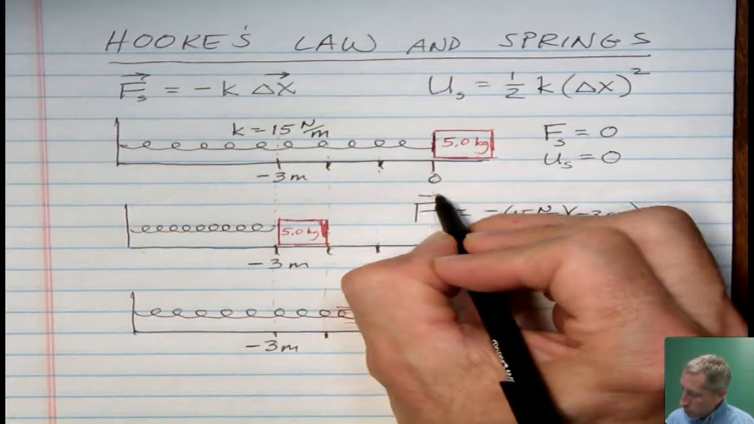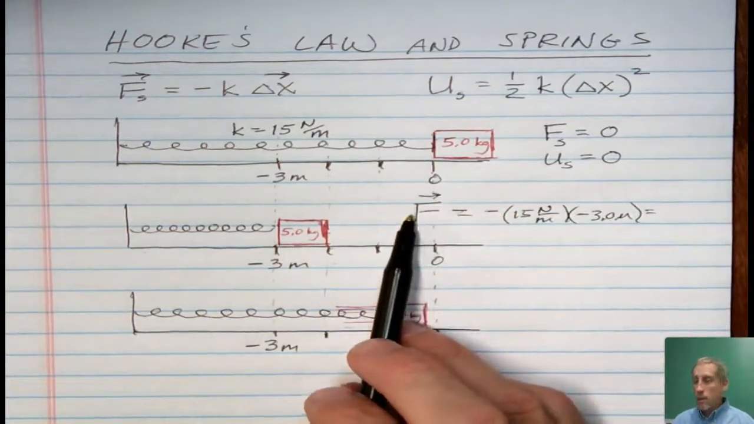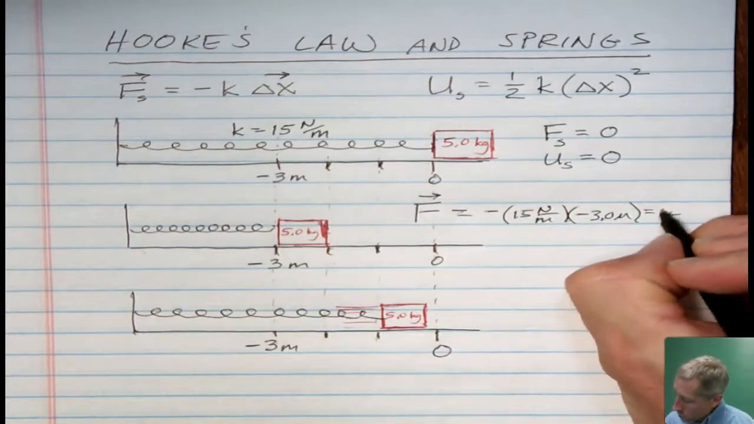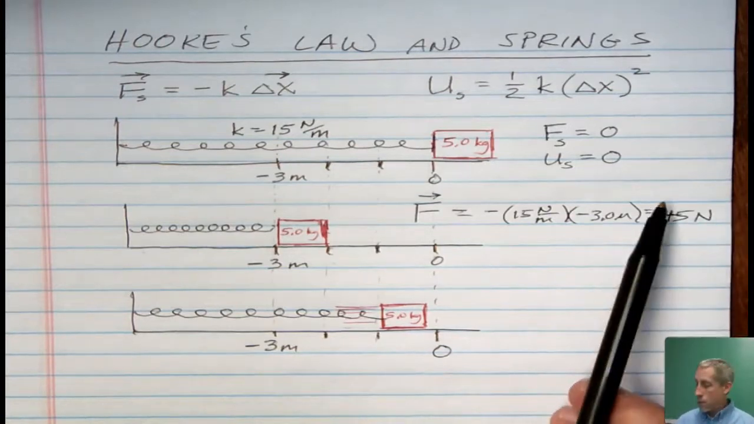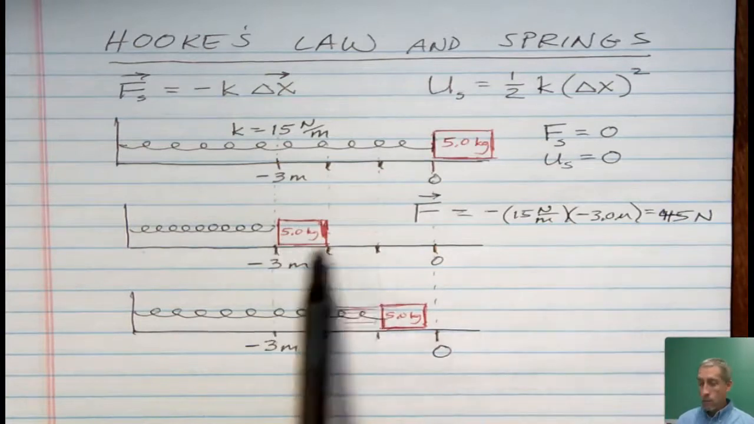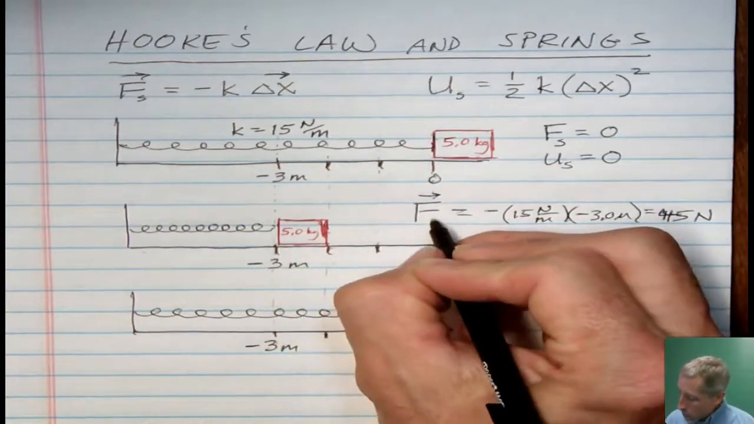And when I multiply those, I'm going to put an arrow symbol over this to remember that that's a vector. So I'm going to get 45 newtons of force. And that comes out positive, which tells me that the spring is exerting a rightward force, as we would expect it to if we squished it leftward. So that's my spring force.